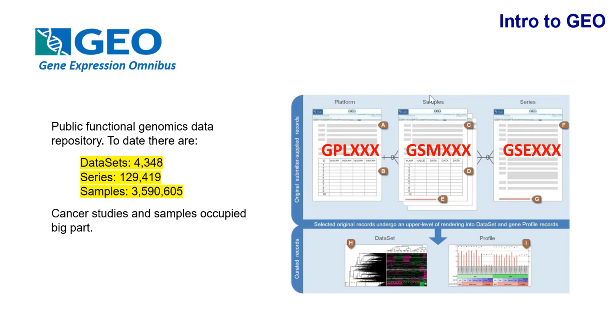For the structure part, for each sample, they assign a unique GSM ID. For each sample also they have a platform ID and a series ID. The series ID represents which study this sample belongs to, and the platform ID means which technology they used to measure the sample's expression data.